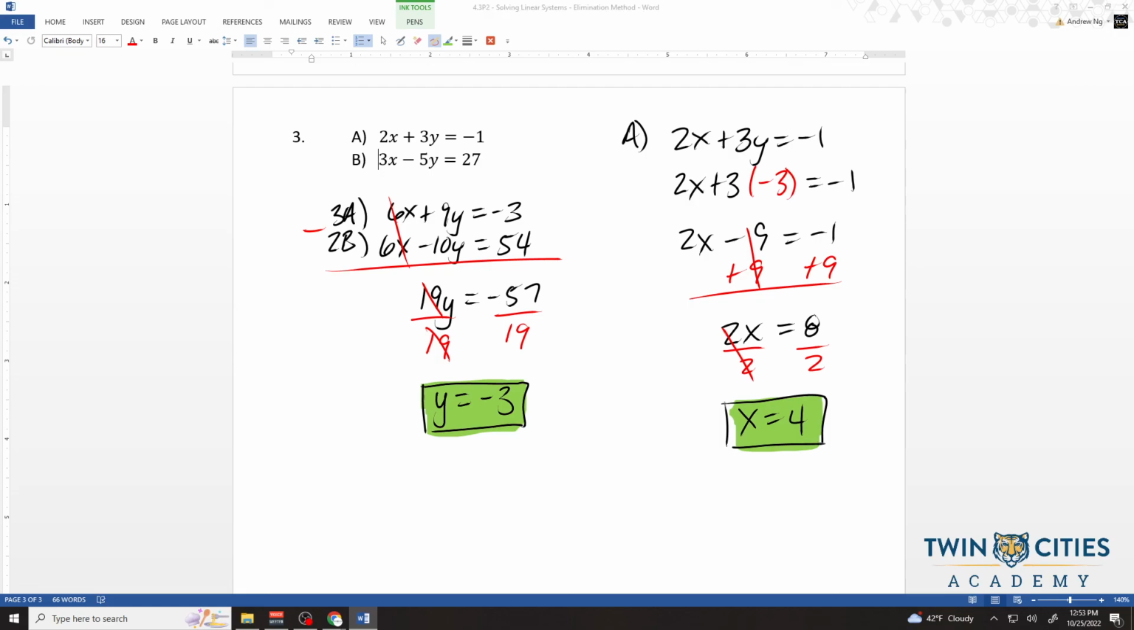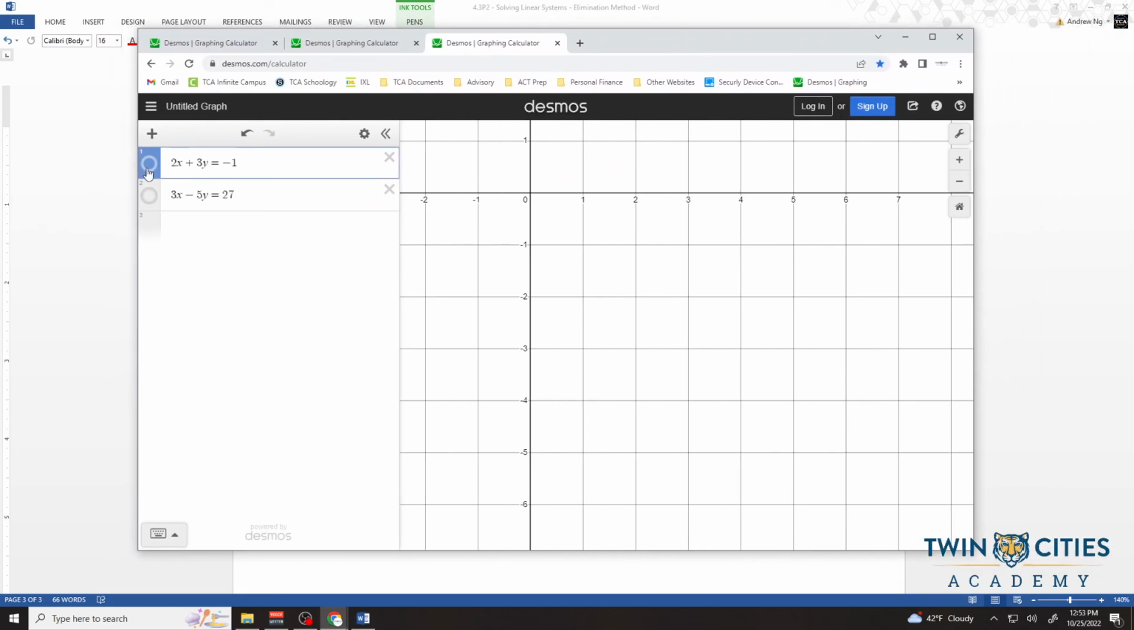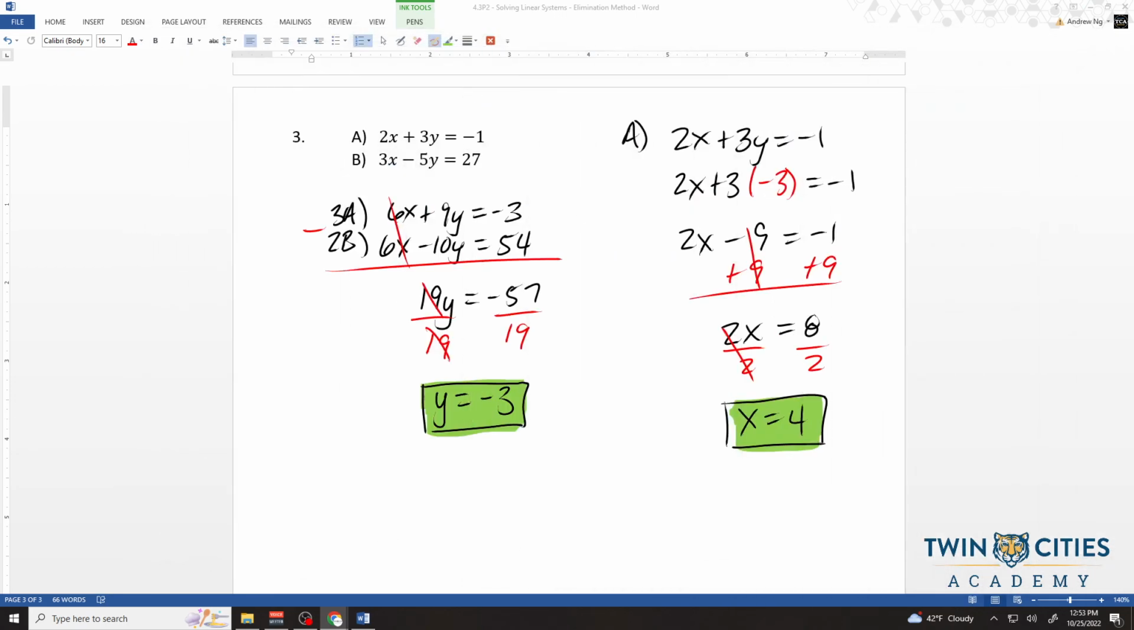And let's take a look at that one. Here's the first line. Here's the second. And I'll see that they do intersect at the point 4, negative 3. So this is a second method to solving systems of equations. Next time, we'll be talking about how to solve systems with 3 equations and 3 variables.